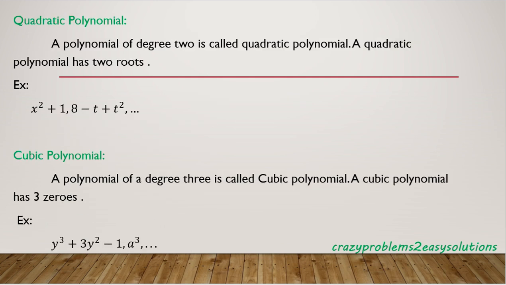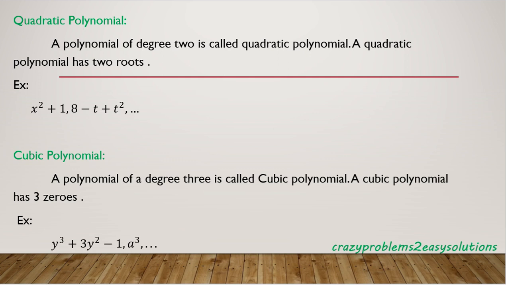Quadratic polynomial. A polynomial of degree 2 is called a quadratic polynomial. A quadratic polynomial has 2 roots. For example, x square plus 2x plus 2 is called a quadratic polynomial because the highest degree is 2. It has 2 solutions.